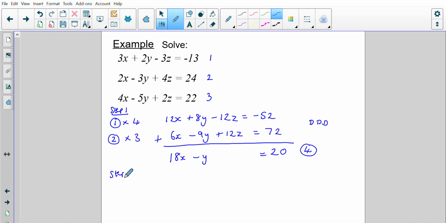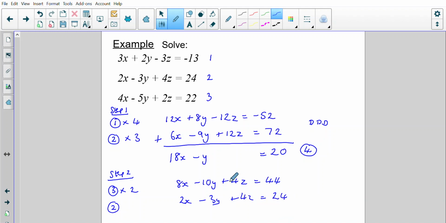So step 2, I'm going to pick another pair of equations and again I'm going to eliminate the z. So this time I'm going to take my equation 3 and I'm going to multiply it by 2. So that's going to give me 8x minus 10y plus 4z equals 44. And I'm going to take equation 2 and I'm going to take that as it is. I've got 2x minus 3y plus 4z equals 24.